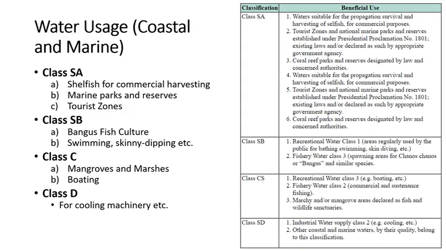Now let's move on to the coastal and marine bodies of water. Class A is for shellfish and commercial harvesting of those shellfish. It also includes your marine parks and marine reserves, and also your tourist zones like diving spots. Class B is mostly for bangus, fish culture, and other related fishes, and also for swimming and other recreational activities. And then Class C is for mangroves and marshes and boating activities. And then finally, Class D is for cooling of machinery and other purposes.